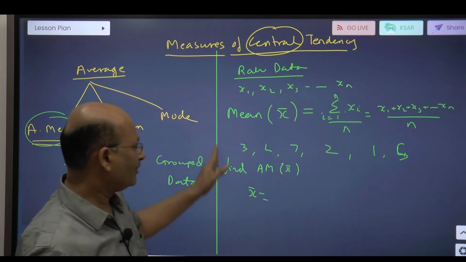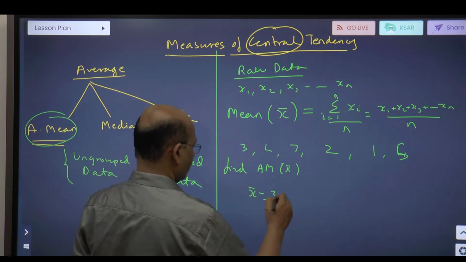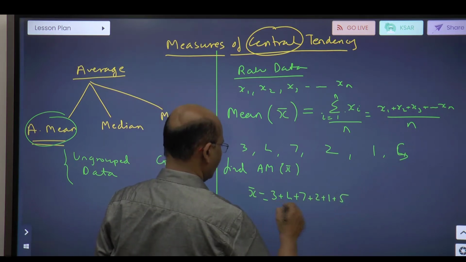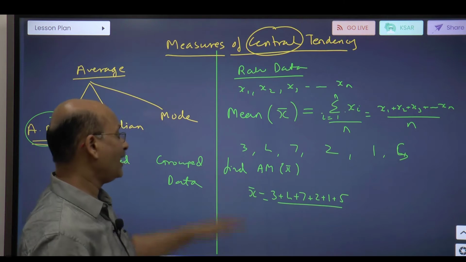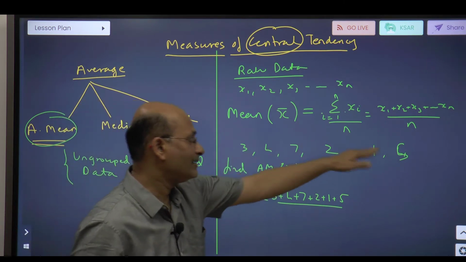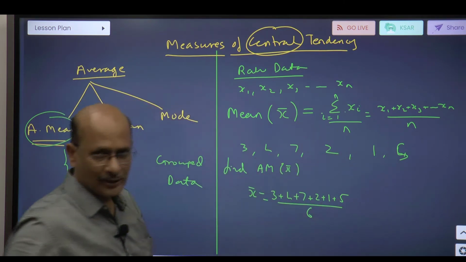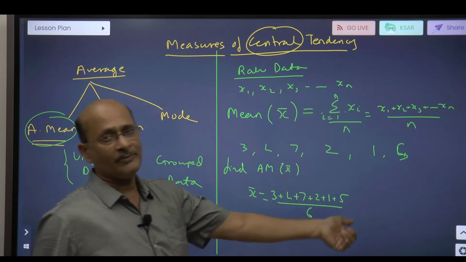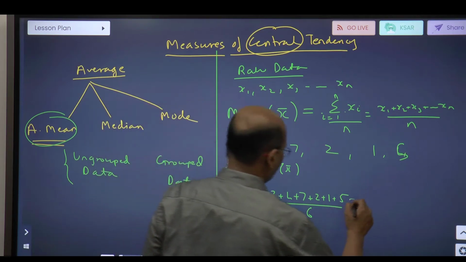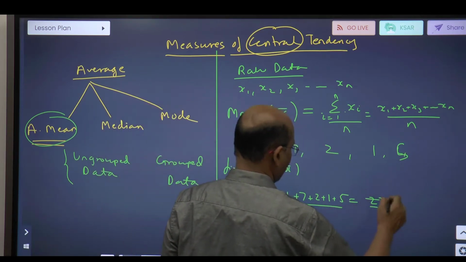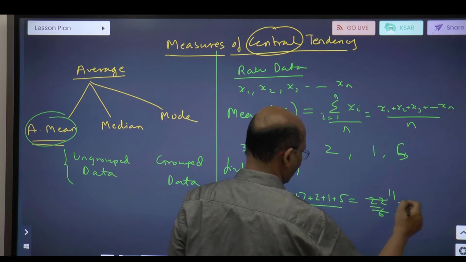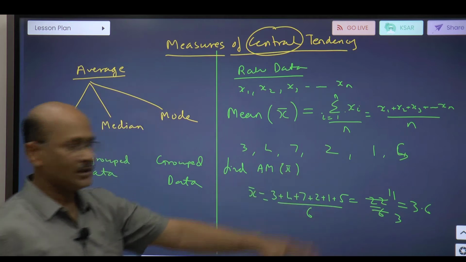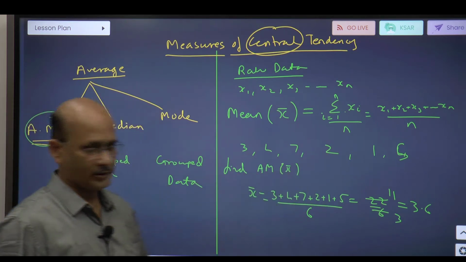X bar is nothing but the sum of all items, that is 3 plus 4 plus 7 plus 2 plus 1 plus 5, divided by the number of items. How many items are there? 1, 2, 3, 4, 5, 6, that is 6. Now calculate on your own. 3 plus 4 is 7, 14, 15, 16, 17. 17 plus 5 is 22. 22 upon 6 comes to 11 upon 3, which is 3.6 something. So the arithmetic mean comes to 3.6.